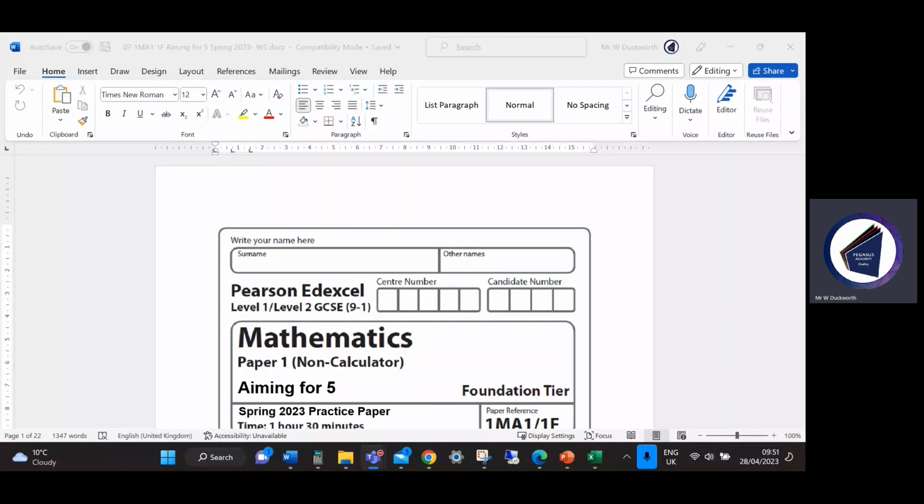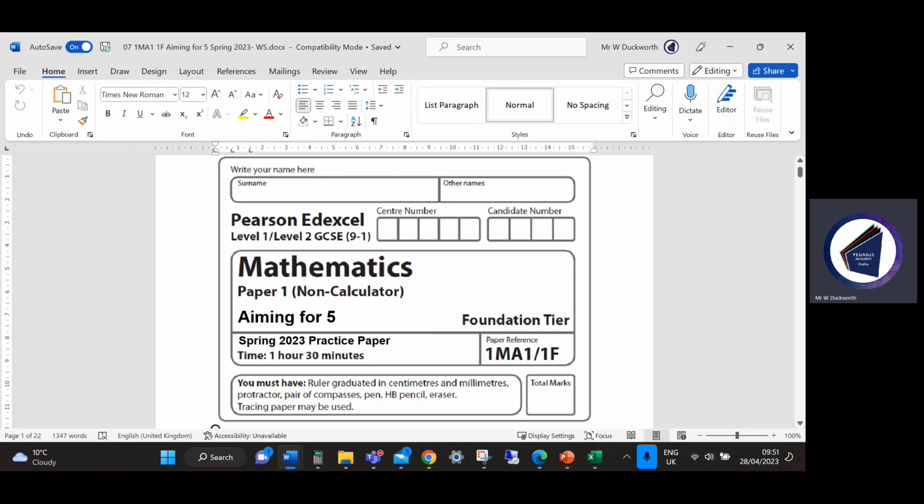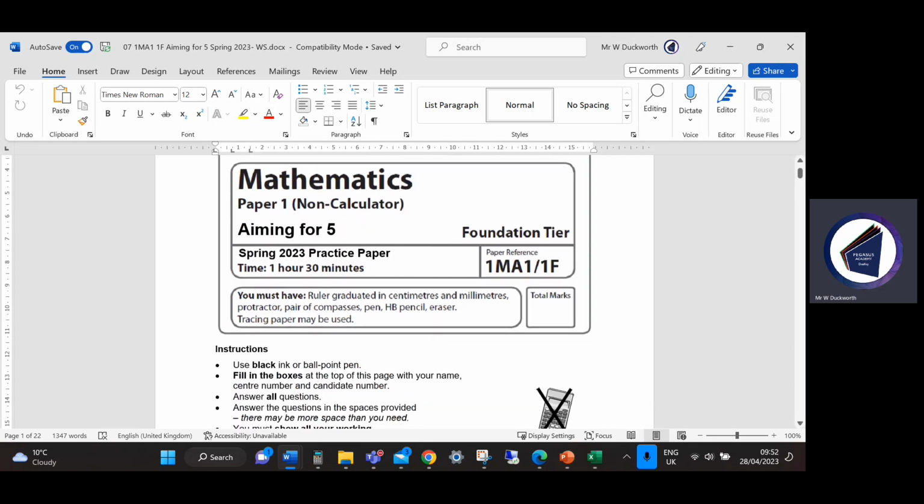Today I've got a really nice set of papers. I'm looking at these brand new Aiming for Grade papers. This is the Aiming for Grade 5. It's viewed as a foundation paper, although it's really great revision for higher tier as well, if you're aiming for a 5 on the higher or the foundation. This is from spring 2023, so a very modern paper. We're currently in April 23. It's suggested an hour and 30 minutes.